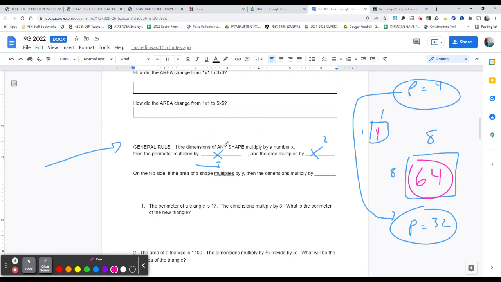So if the dimensions multiply by any number x, which in this case was 8, the perimeter multiplies by x. The perimeter went from 4, multiplied by 8, became 32. The area is going to multiply by 8 squared, which is 64. So this original area was 1. If the dimensions multiply by 8, the area multiplies times 8 times 8. So 1 times 8 times 8 is 64.